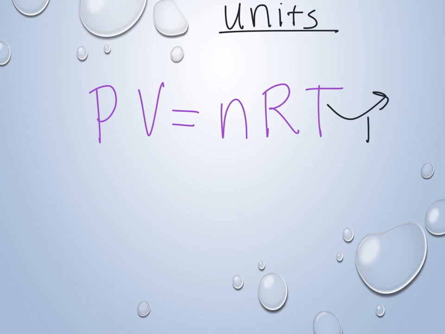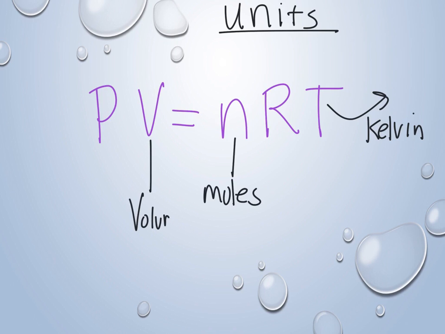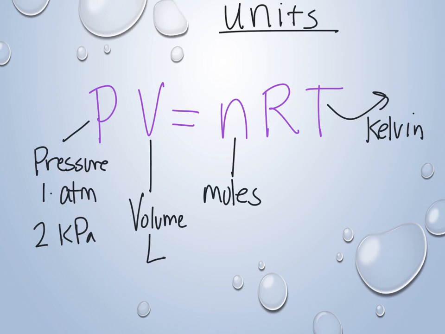T, we've been dealing with all along, is in Kelvin, okay? And N is moles. V is volume, and the volume for this equation has got to be in liters. And P is pressure, and you have two choices here. You can have atm pressure, or you can have kPa. So that is it. You may not have millimeters mercury or torr or anything else. You need to convert to either atm or kPa.